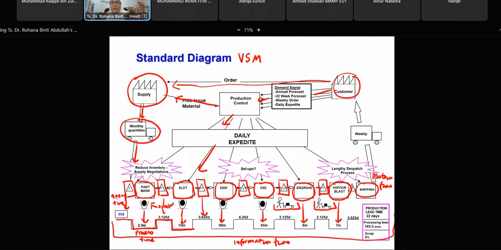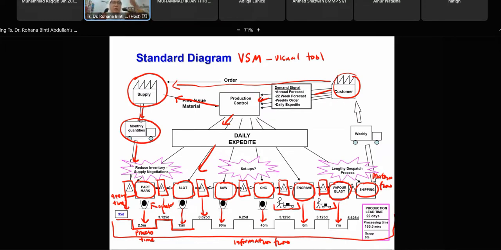Nampak tak? So, visually, sebab tu is a very powerful visual tool. Visually, you boleh nampak dekat atas one sheet of paper, everything that is going on dekat dalam production ni. Nampak? So that is why it's a very powerful tool.